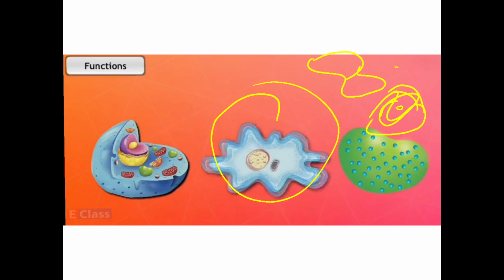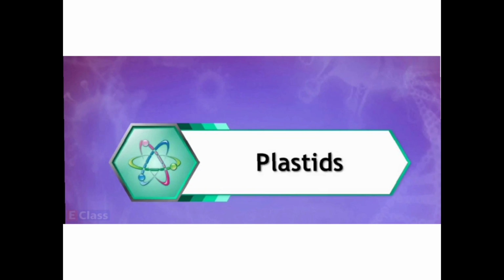Now the next part is the plastid. Now plastid, you can see varieties of flowers are there. Some flowers are yellow in color, some are white, some are pink, some are red, some are blue also. So how can they get so beautiful color?